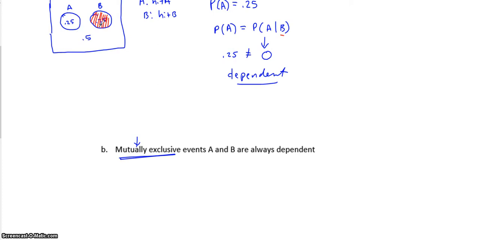By showing them mutually exclusive, we've gone through and shown that being in one means you can't be in the other. So that means they have to be dependent. Knowing that I'm in one tells me some information that I'm not in the other. So this is also going to be true.